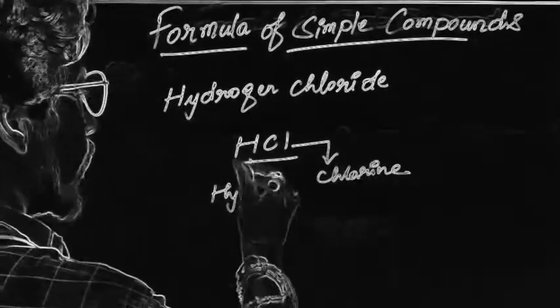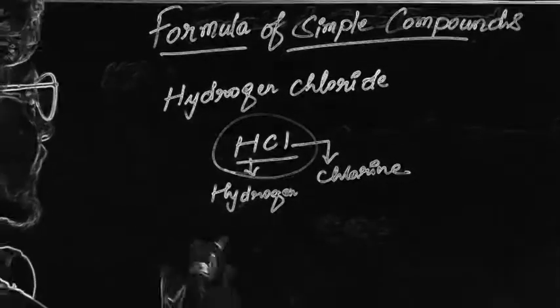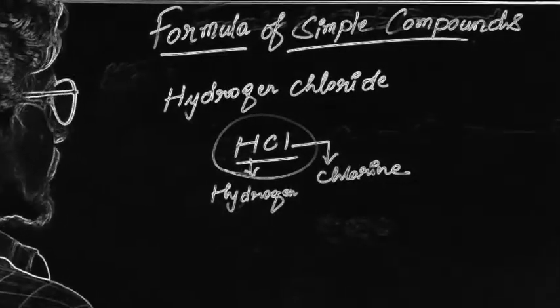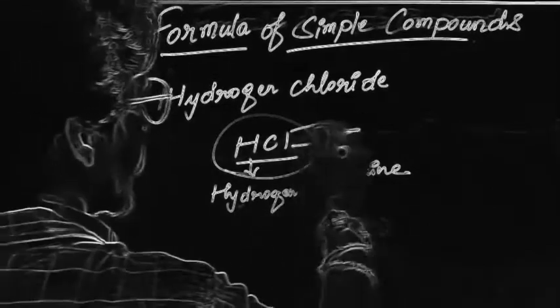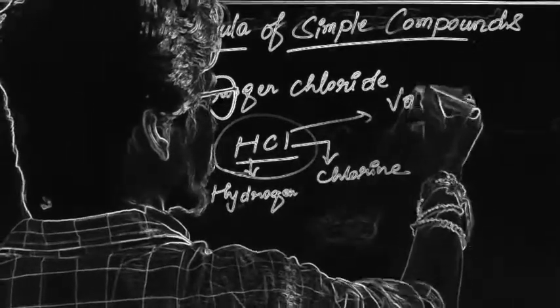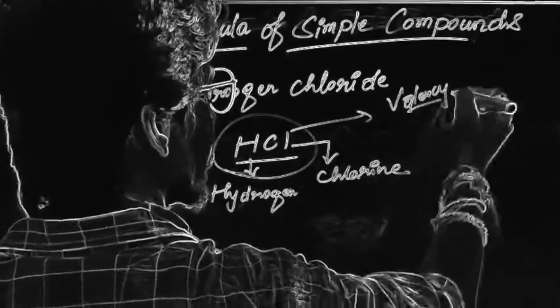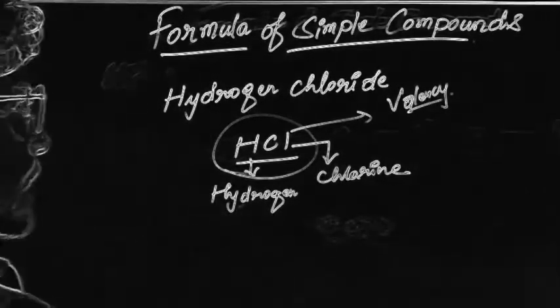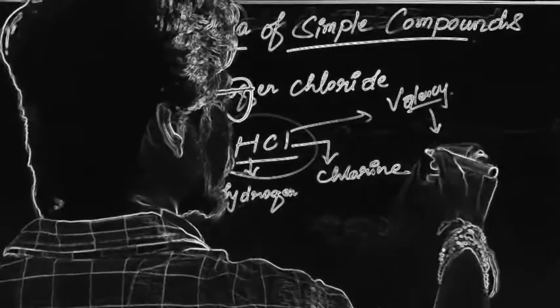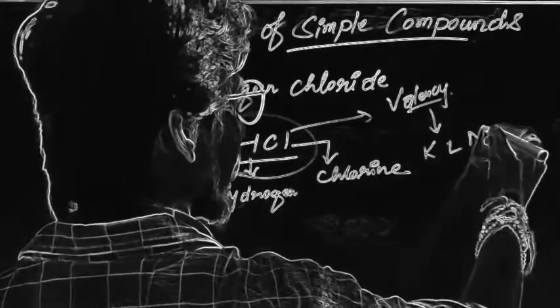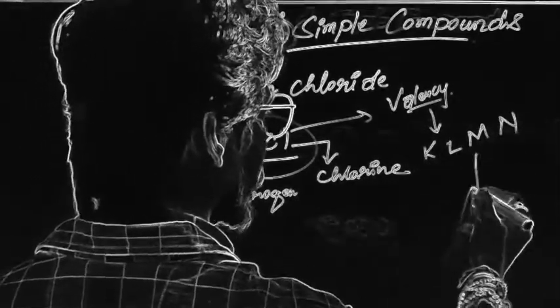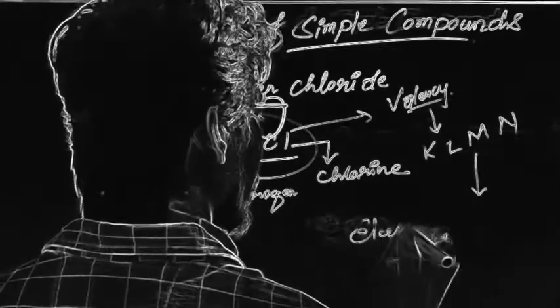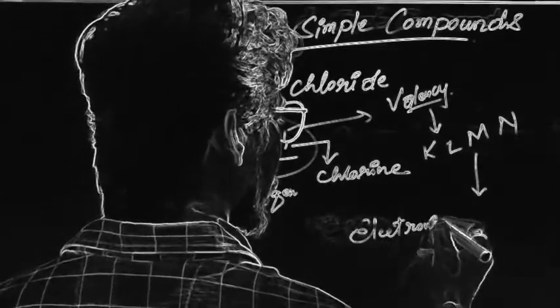So how does this formula get made? In this video we will go through learning this. For that, I told you one thing: you should know about valency. If you know how to find the valency, then you can make the chemical formula. And for finding valency, you should know KLMN, that is, the electronic configuration.